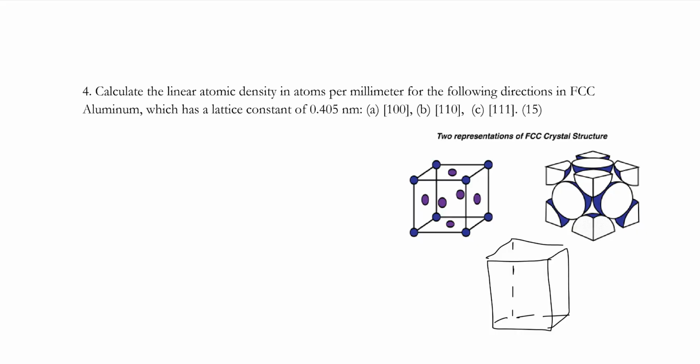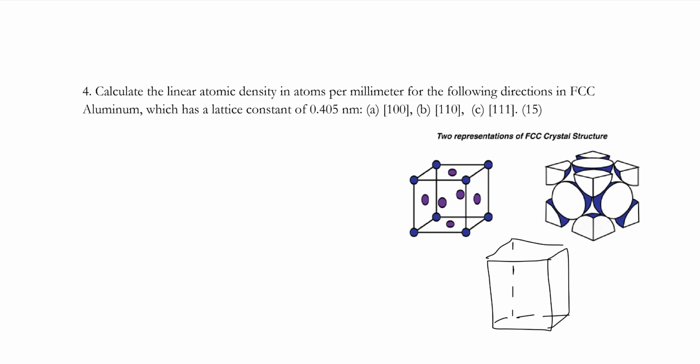Moving on with homework 2, let's go to problem 4. The statement for problem 4 reads, calculate the linear atomic density in atoms per millimeter for the following directions in FCC aluminum, which has a lattice constant of 0.405 nanometers. In this video, we're only going to solve part C, direction 111. If the same steps are followed in this video, parts A and B should be easy to solve.